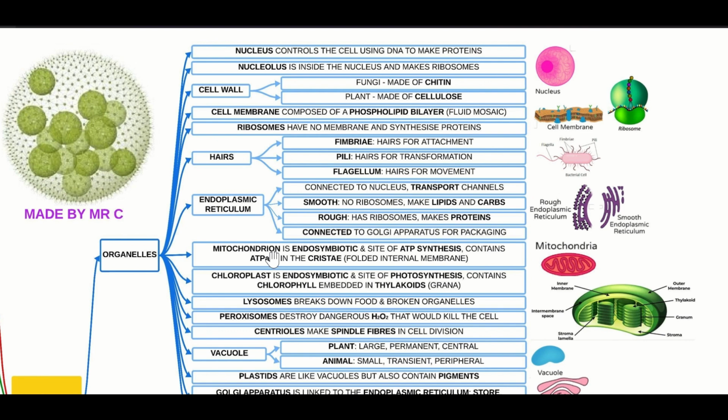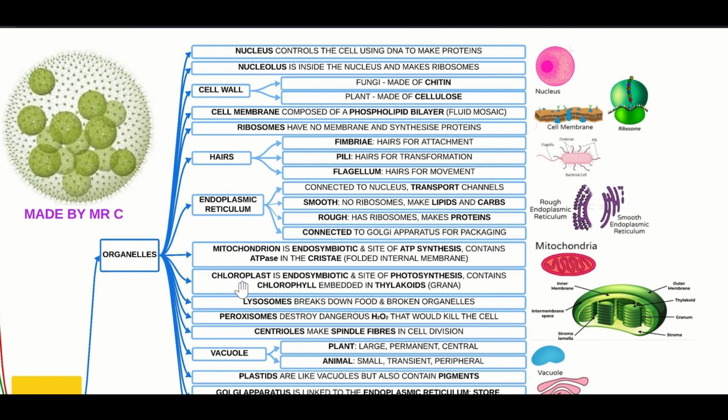Next, we have a mitochondrion, which is endosymbiotic. It is the site of ATP synthesis and contains ATPase, which is an enzyme that makes ATP, and that enzyme is found on the cristae, which is the folded internal membrane of the mitochondrion. There's the folded internal membrane.